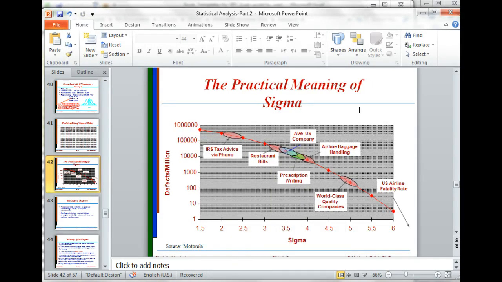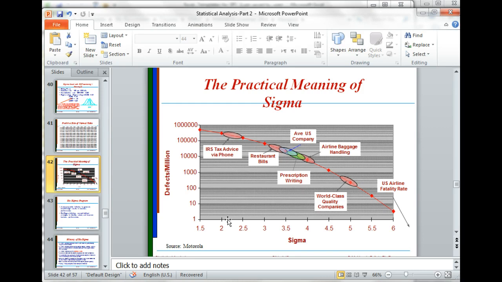Many years ago, Motorola actually calculated the defect rates, or sigma values, for different types of processes. One of those was IRS tax advice. When you get close to April 15, a lot of people call the IRS to ask for advice on different issues, and they get an answer on the phone or however they're getting it. Well, they calculated that those answers are not always correct, so there are defects in the answers they provide.